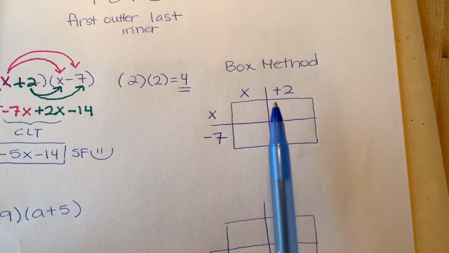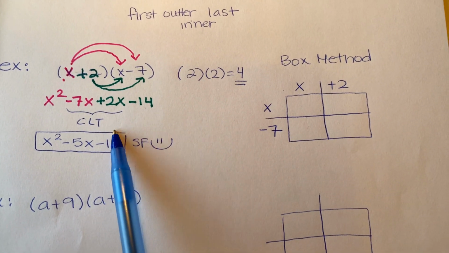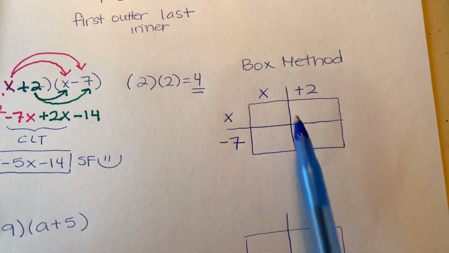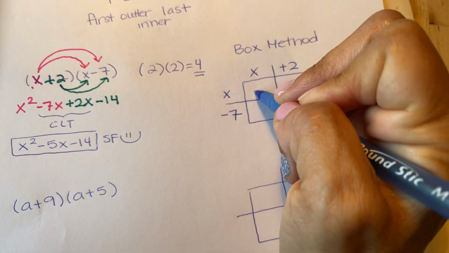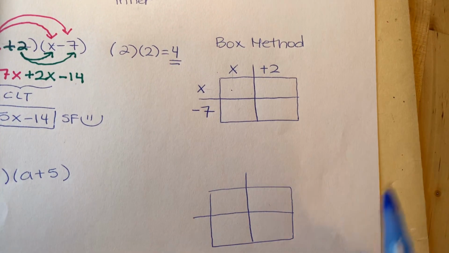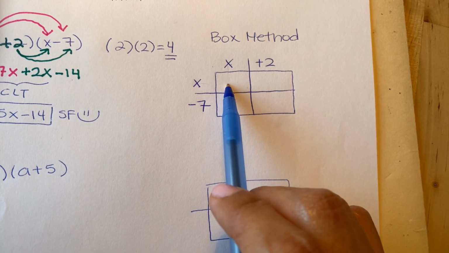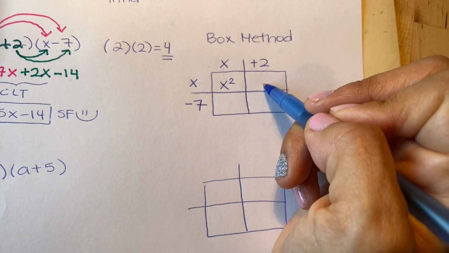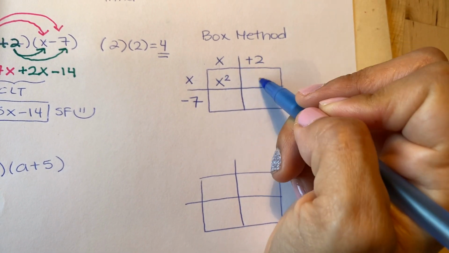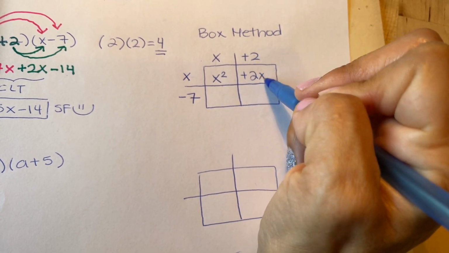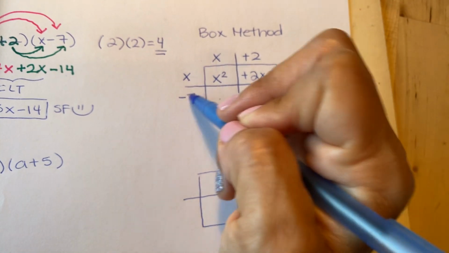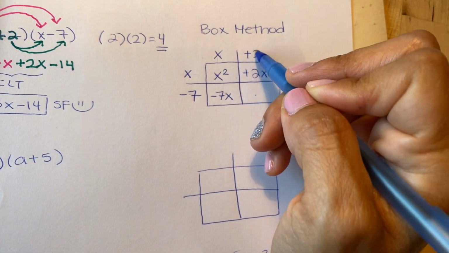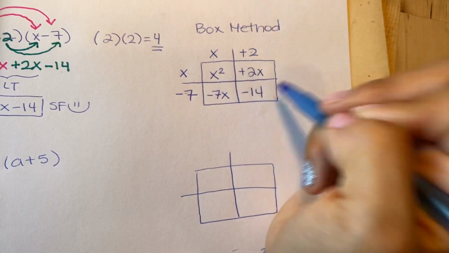The box method is very useful if you have a tendency to accidentally leave a term out or forget to multiply. This is just a good check, okay? x times x, right? So this cell is going to be filled by the multiplication of the row and the column. So x times x, x squared. This cell is a multiplication of 2 times this x, so positive 2x. This cell is x times negative 7, negative 7x. And this cell is positive 2 times negative 7, negative 14.